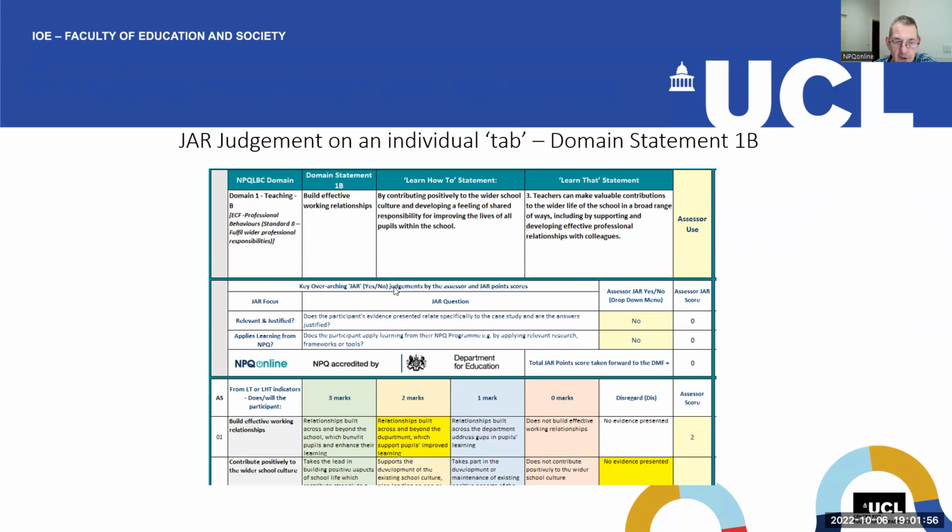However, what I want to look at at the top here is this JAR score. And the JAR score is a yes-no judgment. So the assessor will decide whether the evidence that you have presented against this tab, in this case the 1B tab, relates specifically to the case study, and is it justified? In this case, against domain statement 1B, the answer the assessor came up with was no. So overall, you've got a score of 0 points on that JAR question 1.